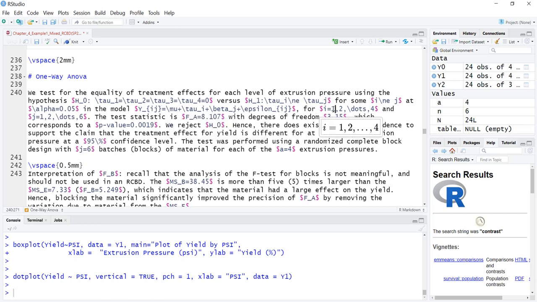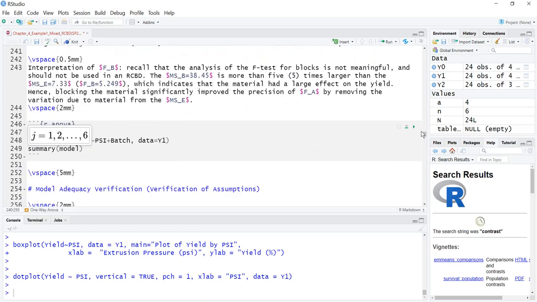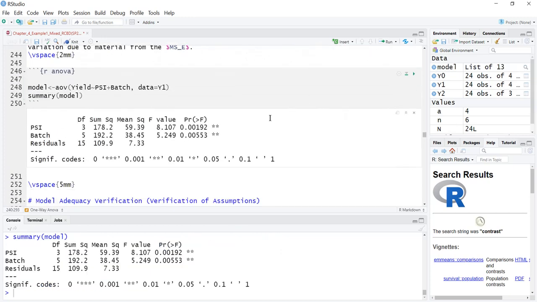Here's i = 1, 2, dots to 4. Yes, it's just 3, but some of you may not know that the backslash dots does that. And if you have more than 4, then obviously you might want to use the dots. And then we have j equals 1, 2, dot dot dot to 6, right? And the test statistic, let's run this so we see what we get.